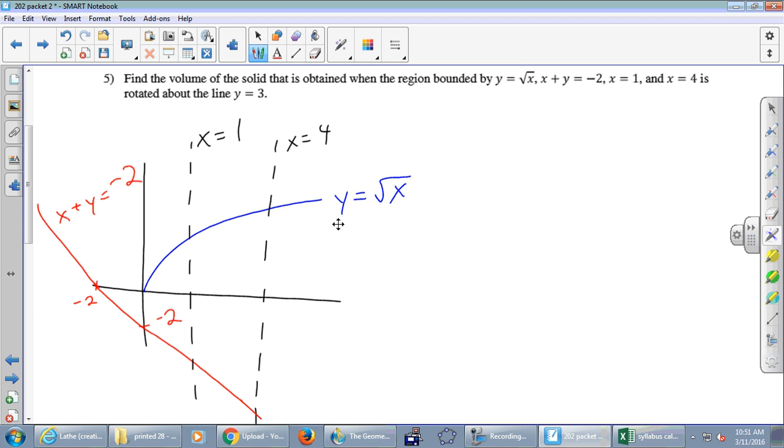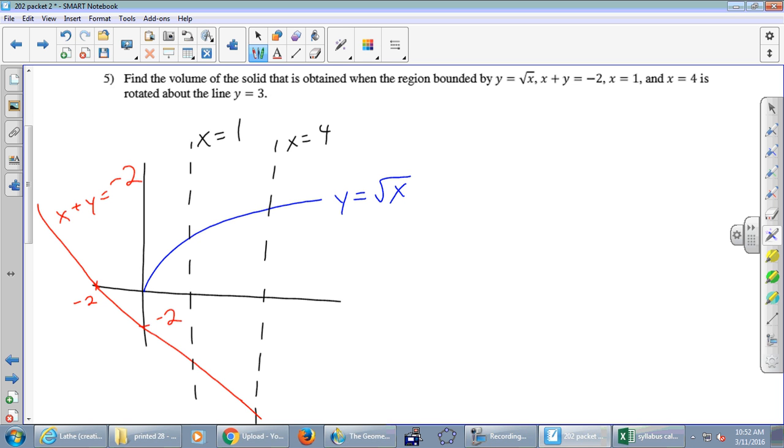I'm going to shade it in temporarily, but can you guys see the region that's enclosed by those 4 things? It's left to right, below the blue, and above the red. Yep. That is the region we are revolving. We still haven't thought about this y equals 3, but that's okay. And the region you're revolving has nothing to do with the line you're spinning it around. You've got to have a well-defined region, and once you've got that, then you can spin it around something. But they're really independent things.